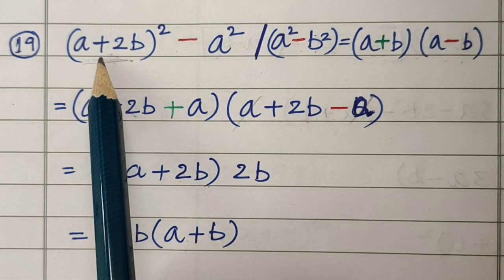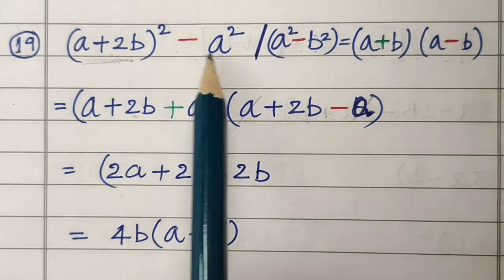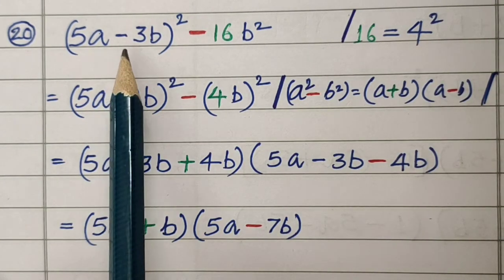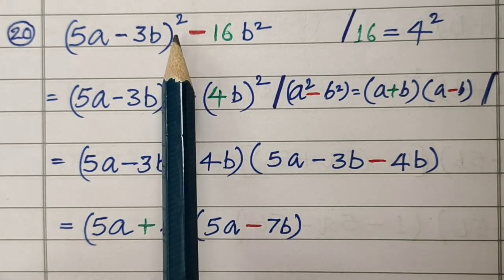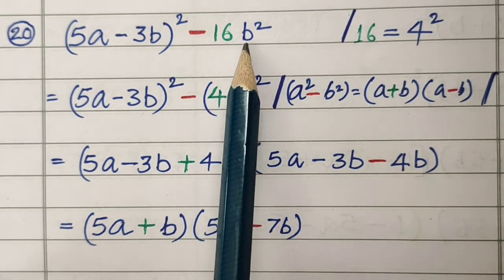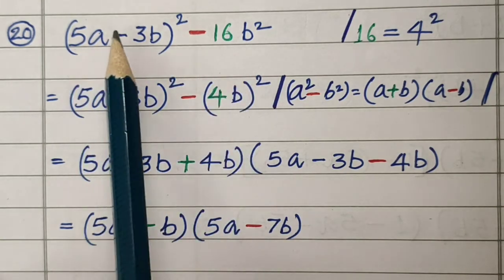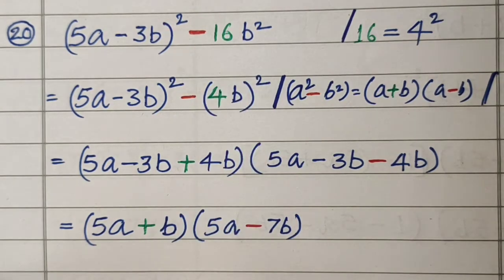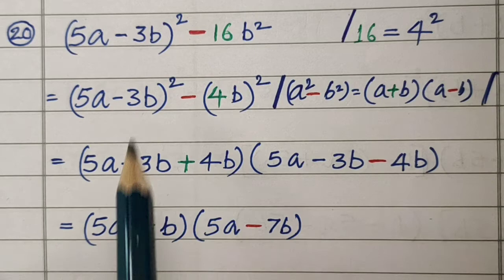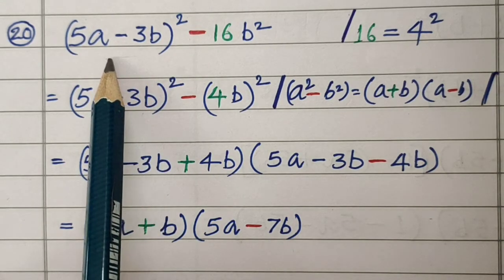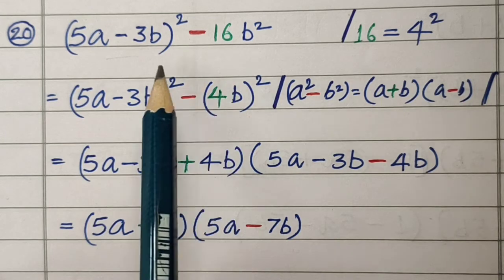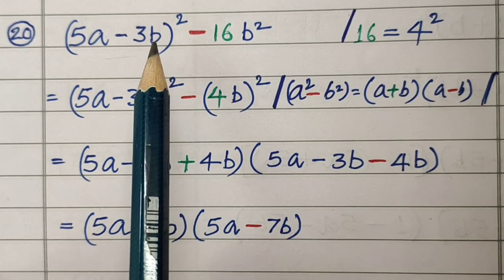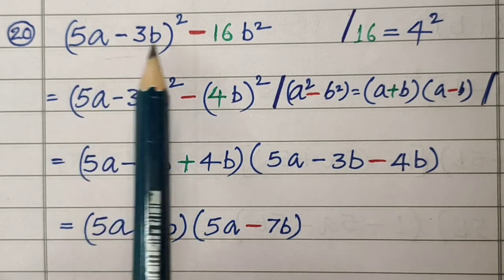As soon as you see such a problem, look whether it is in the form of a² − b². Factorize (5a − 3b)² − 16b². Whenever you see these type of problems, just search for the minus. After the minus, you consider that as b², then this we can consider as a². Do not immediately try to expand this. Yes, it is in the form of a² − b².